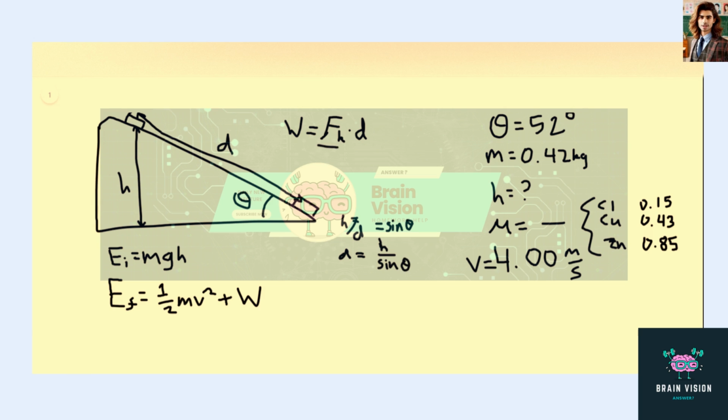Okay, and so now we just have to solve for the frictional force. The kinetic frictional force is equal to the coefficient of friction times the normal force. So we just have to solve for the normal force. We'll finish writing this equation real quick. We have 1/2 mv squared, the kinetic energy, plus mu n times h over sine theta.